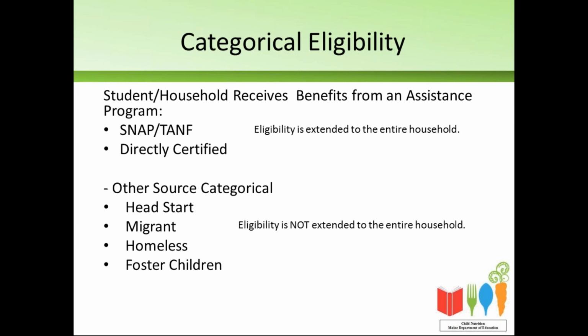Other mechanisms for categorical eligibility are Head Start, migrant, homeless, and foster children. These four require a list from the homeless liaison, the Head Start liaison, the migrant liaison, and that's a list directly to you from them, not through their secretary. You need it from them. And a list of foster children, typically that's going to be based on an F checked on the application, that box checked.